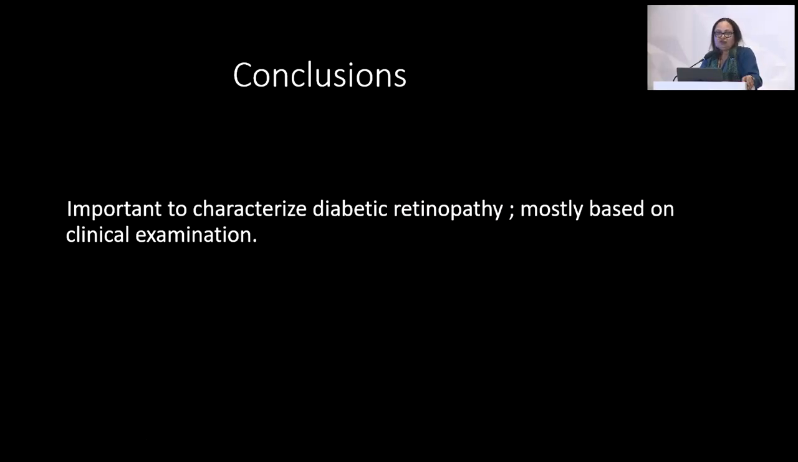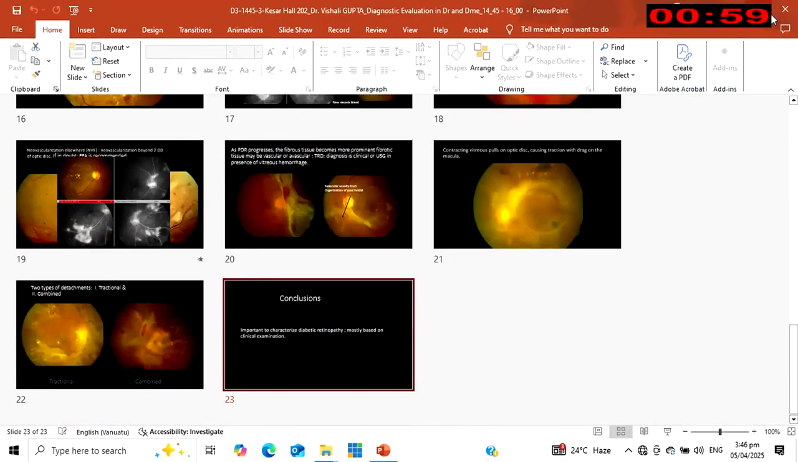So in conclusion, before you jump on to injecting, laser or anything, it's very important to characterize diabetic retinopathy, and that characterization is mostly based on clinical exam. Thank you very much once again.